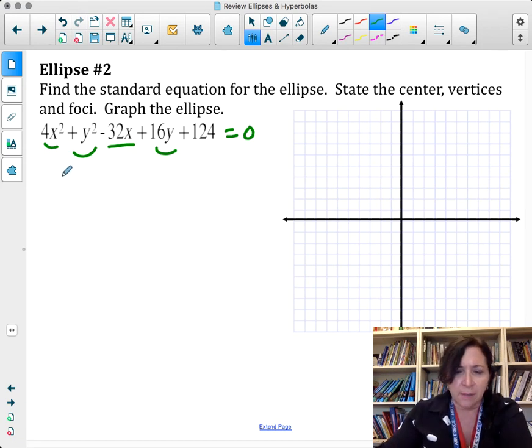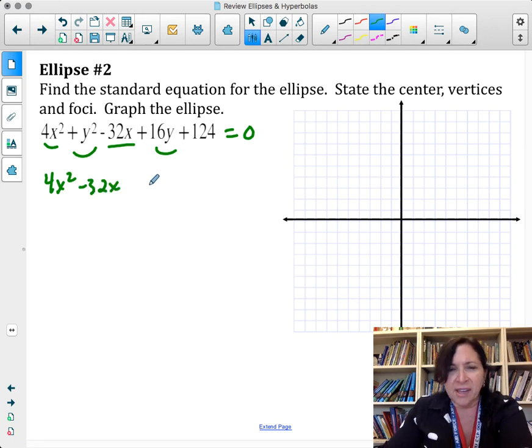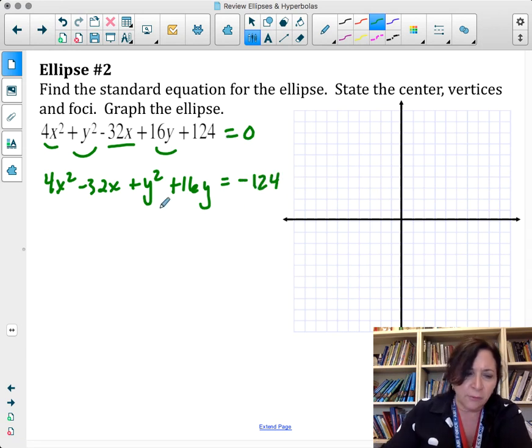So let's group our x's. So we're going to have 4x squared minus 32x. I'm not leaving any space because I am going to rewrite this again. Plus y squared plus 16y, and I'm going to move that 124 over to the other side. So equals negative 124.